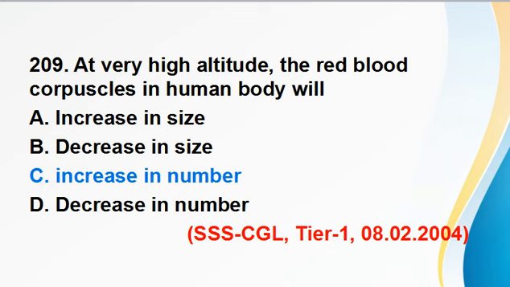Now question number 209. At very high altitude, the RBC or red blood corpuscles in the human body will: increase in size, decrease in size, increase in number, decrease in number. So answer C is correct. What happens at very high altitude? There are fewer oxygen molecules per volume of air.